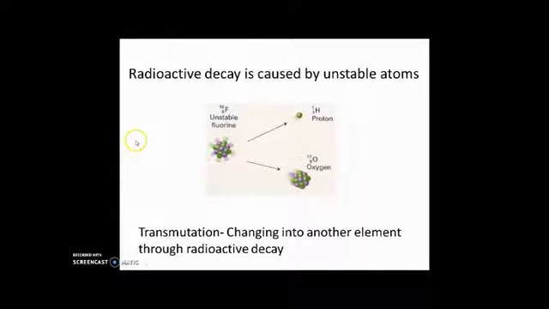Radioactive decay is caused spontaneously when you have unstable atoms. For example, this unstable fluorine will break down and all of a sudden become oxygen as it gives off one of its protons. This occurrence is called transmutation.